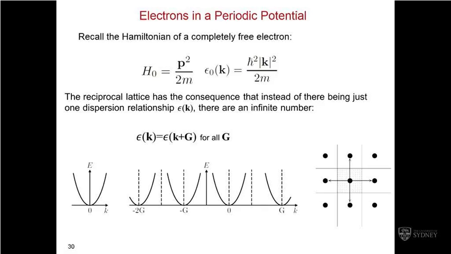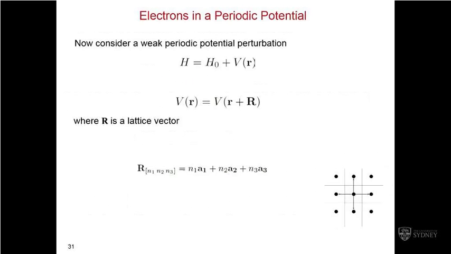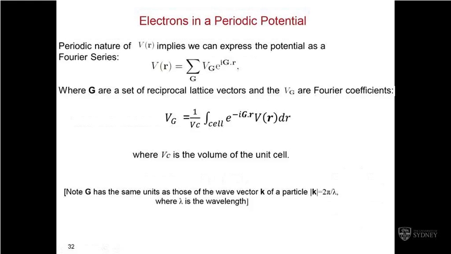Okay, so we start off by considering a weak periodic potential, and it's called V of R as given here. Again it's periodic, and the big R, in this case R is not a G, sorry, it's a real space lattice vector, because this is in real space. And these are your real space vectors.